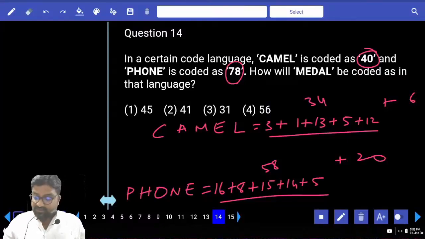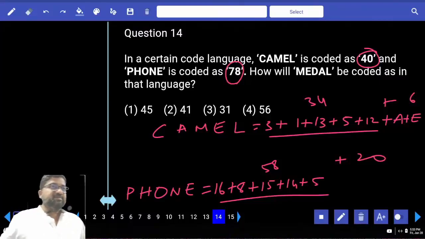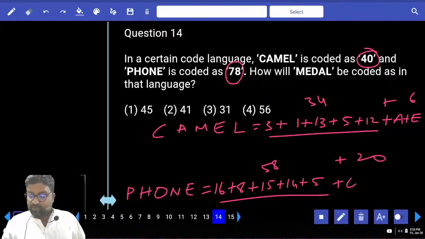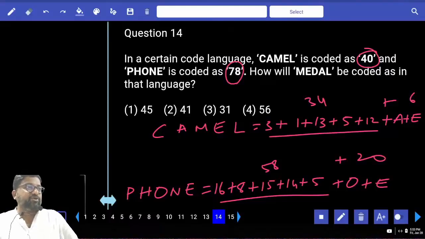Tell me. This is nothing but the sum of the place values of the vowels. What is A? What is E? 1 plus 5. What is O? What is E? 15 plus 5. Is it correct or not? Yes or no?